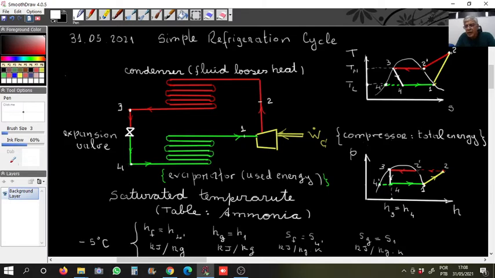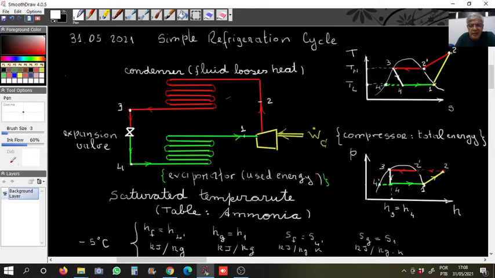energy. 2 prime is the state which has the highest temperature here, which is 40 degrees, and this TL is the low temperature, this is -5 degrees centigrade. I'll show it down here.